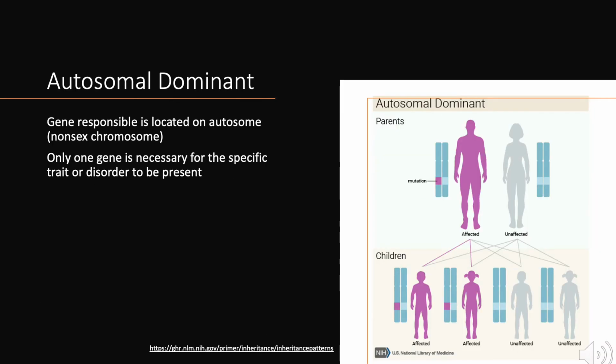Autosomal dominant patterns of inheritance occur when the gene responsible is located on an autosome, meaning a non-sex chromosome. What makes this special is that only one gene is necessary for the specific trait or disorder to be present.